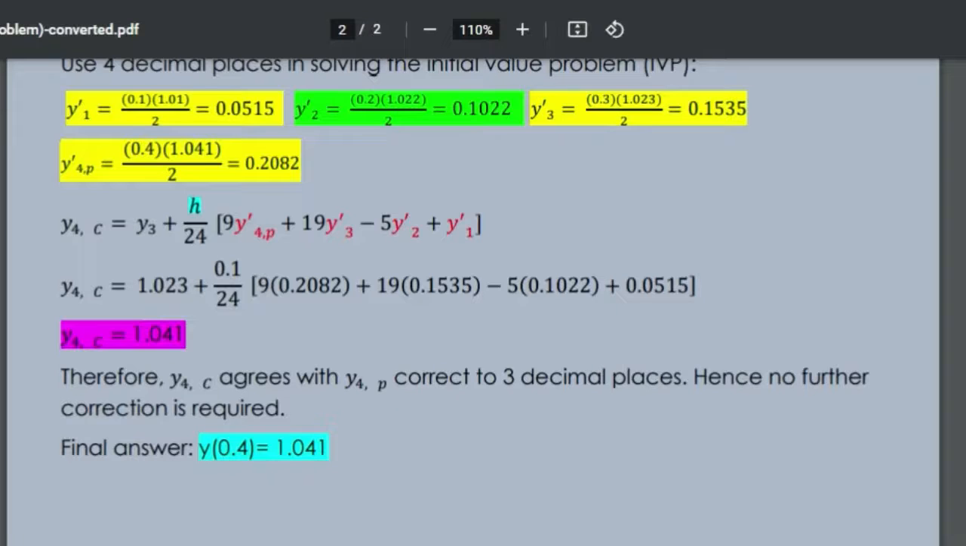So therefore, y sub 4 c agrees with y sub 4 p, correct to 3 decimal places. Hence, no further correction is required. So our final answer, guys, which we have obtained, is 1.041. y of 0.4 equals 1.041. Thank you and God bless.